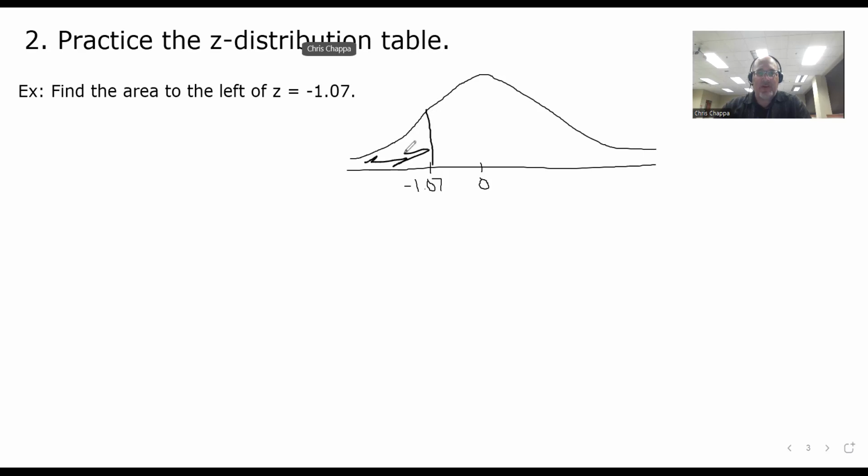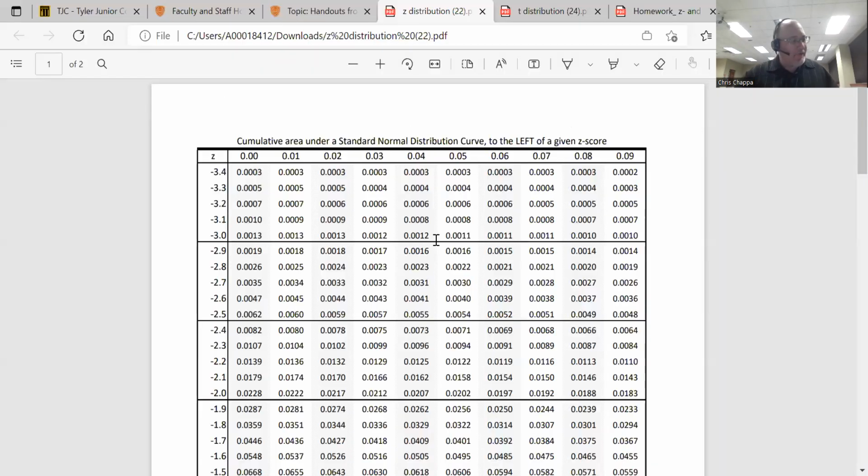And we're looking for this area over here. Well, since we're finding a left area under a standard normal distribution table, that is precisely what this chart tells us. All we have to do is find negative 1.07 in the z-chart on the left edge and on the top, and then see the corresponding z-score.